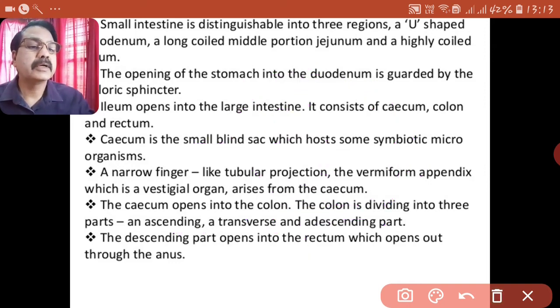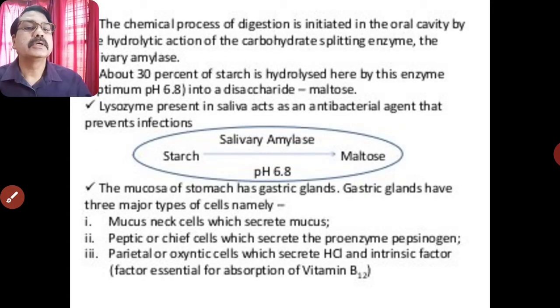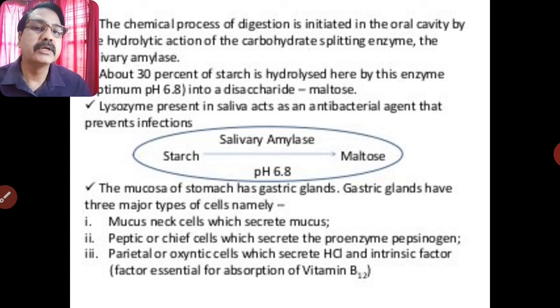Now in the next slide we will see the chemical process of digestion, which is initiated in the oral cavity. So the digestion starts in the mouth itself, in the oral cavity, where the hydrolytic action of the carbohydrate-splitting enzyme salivary amylase takes place. Salivary amylase is a very important enzyme present in the saliva secreted by the salivary glands. So starch converts into maltose.